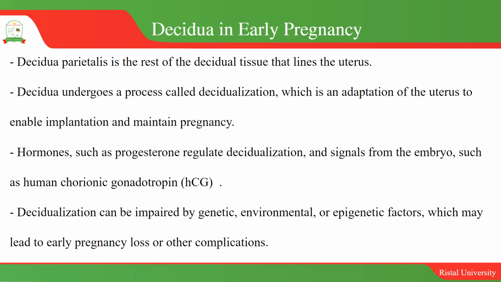Okay, so decidualization is the adaptation of the uterus to enable implantation and maintain pregnancy. Hormones such as HCG that I've talked about are very important, as well as progesterone, also very important. This process can be impaired by factors such as genetic factors and environmental factors, and this can result in complications or loss of pregnancy.